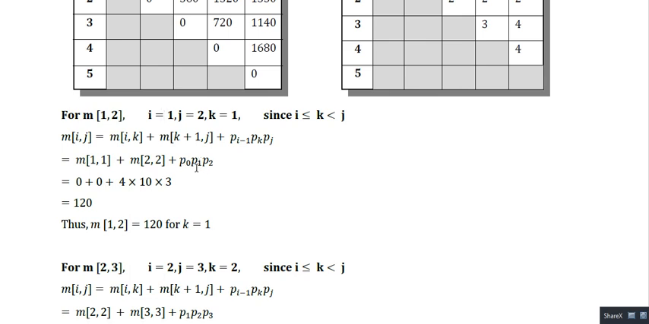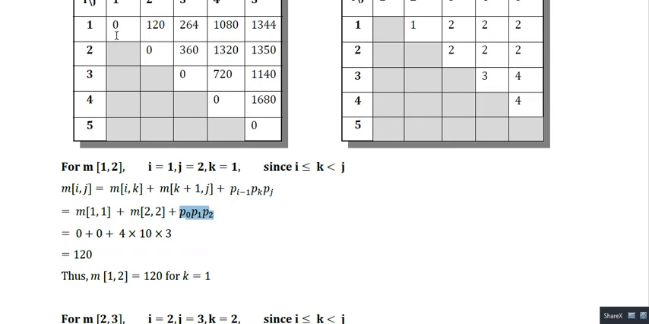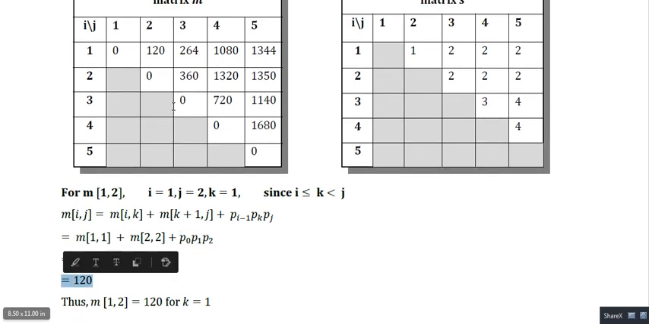The P0, P1, P2 values are given. What is the value of M11? 0. The M22 value is 0. So 0 plus 0 plus 4 into 10 into 3, what is it? 120. So put the value 120 here.